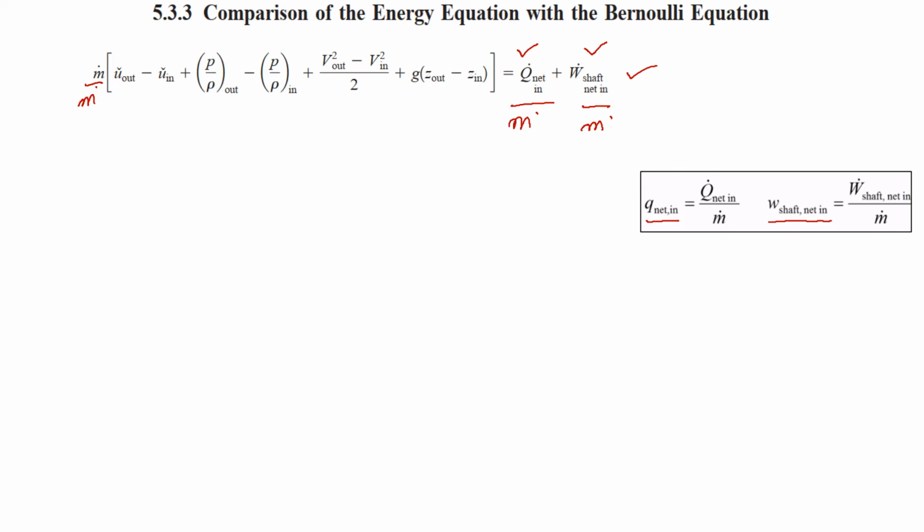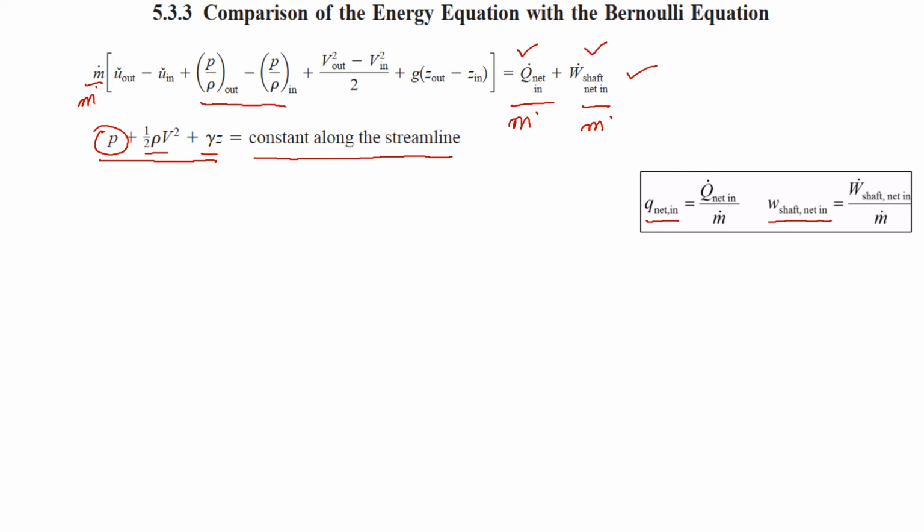to the shaft. Now what will happen to the left hand side if we write the Bernoulli equation for it? As you remember, this was our Bernoulli equation that we derived along the streamline. That is the pressure term, that is the kinetic energy, that is the potential energy. You can see these terms in the energy equation as well. This is the pressure term, this is the velocity term, and this is the term for the potential energy.